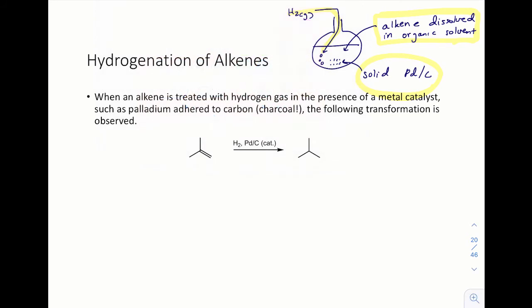Now, this is an example of a heterogeneous reaction. Reagents are in all kinds of different phases here. In solution, as gas, as a solid. And in fact, the reaction takes place on the surface of the solid palladium on carbon catalyst, so at the interface between the solution and the solid.